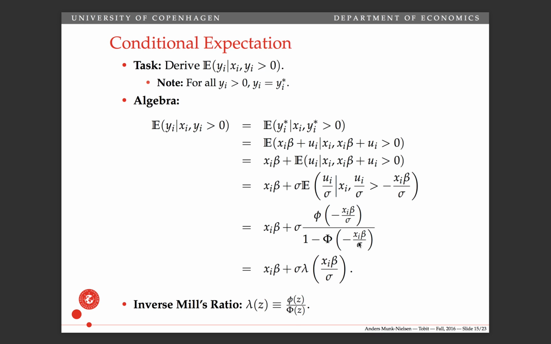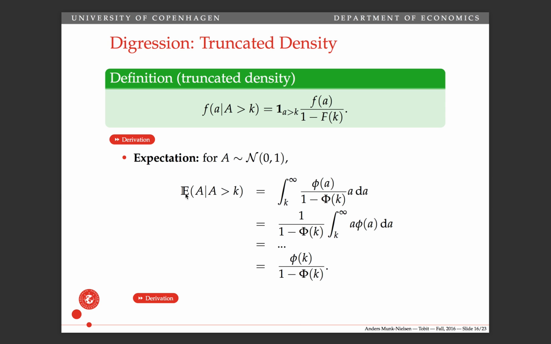That's exactly what happened in the derivations before. That's what happened in this step, is that the expectation of a standard normal variable conditional on that standard normal variable being greater than k is equal to phi of k over 1 minus uppercase phi of k. The derivations here are going to be in the slides that you get for the lecture, and you can look at them at your own leisure.